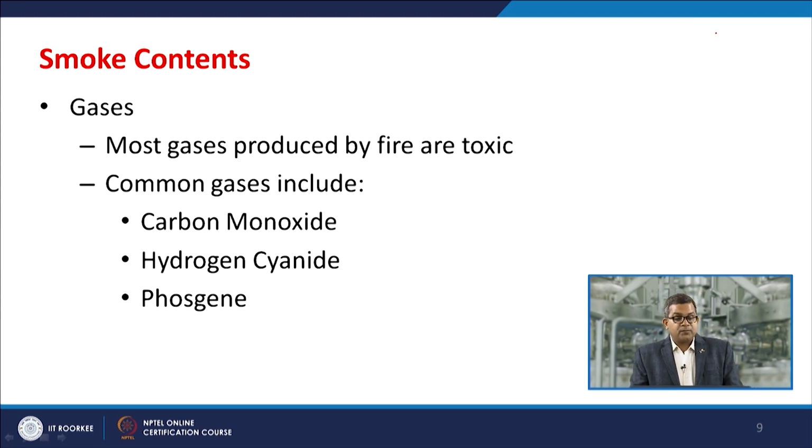There may be a generation of certain gases, certain off gases, and usually these gases produced by fire are toxic in nature: CO, CO2 and unburned hydrocarbons. Sometimes, if a polymer or a plastic product catches fire, some sort of dioxins, etc. And these gases are extremely hazardous to human beings, as well as being heat carriers. So common gases usually include carbon monoxide, carbon dioxide, sometimes hydrogen cyanide, sometimes phosgene.